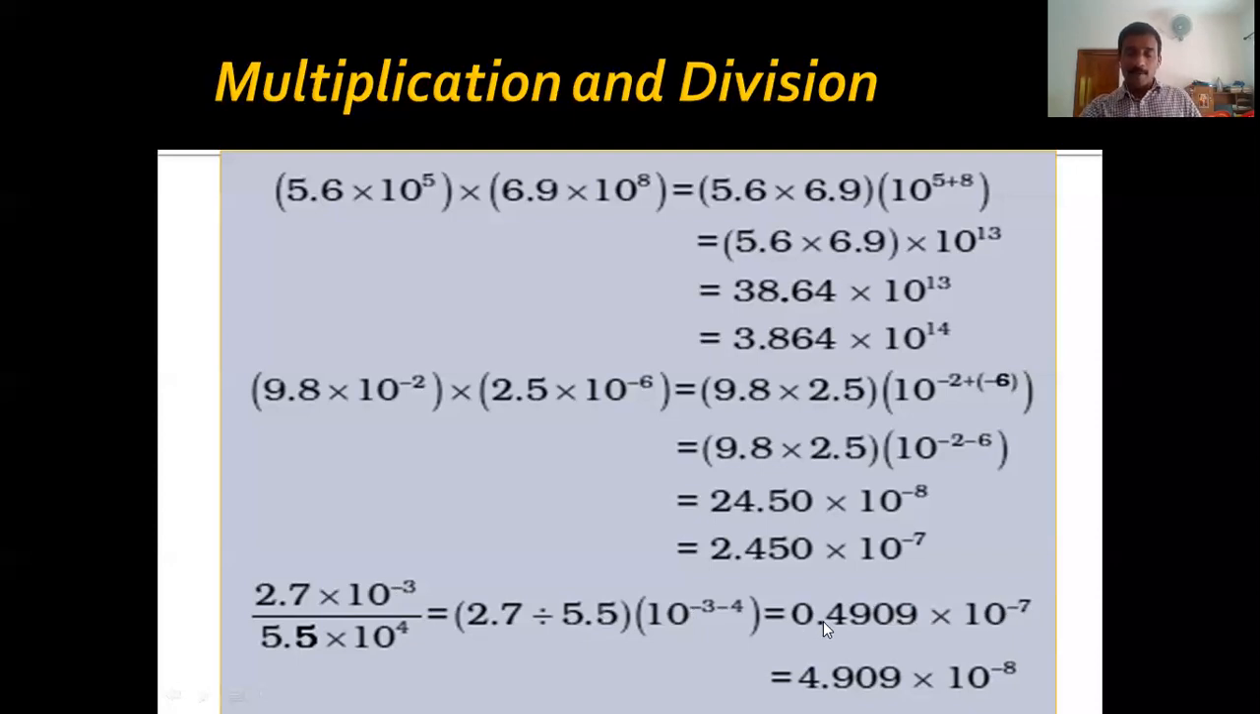Here, to write it in the scientific notation, we have to move this decimal point 1 place to the right. If you want to move it 1 place to the right, you have to multiply it with the 10 raised to minus 1. So 10 raised to minus 1 into 10 raised to minus 7, that is equal to 10 raised to minus 1 plus minus 7 equal to 10 raised to minus 8. So the answer is 4.909 into 10 raised to minus 8.